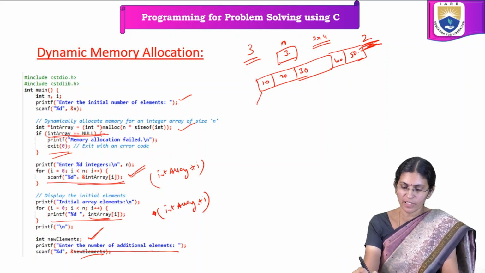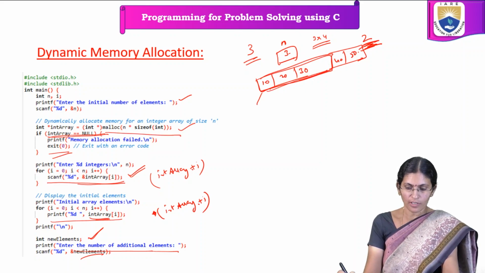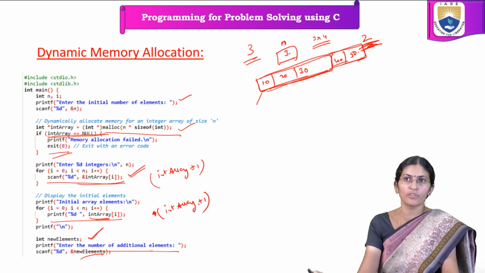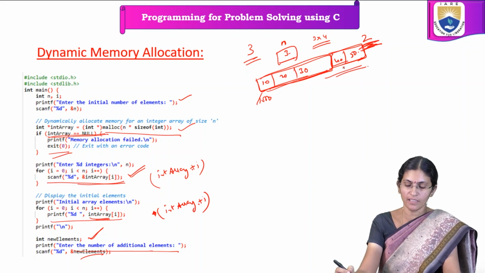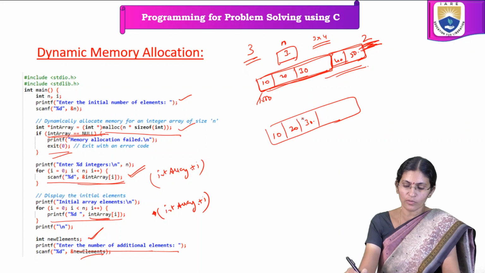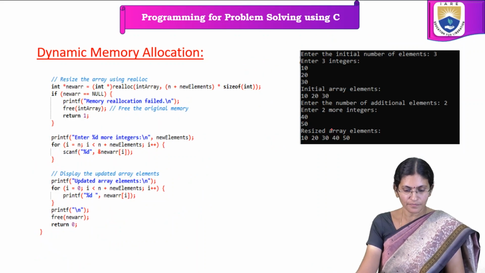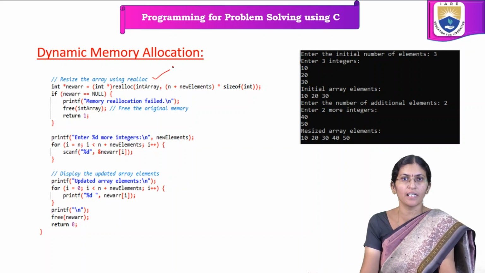Initially, memory has been allocated to these 3 elements with the help of the malloc function. Till here we have seen. After that, memory has to be allocated for these 2 values also, for these 2 integers. It can be added contiguously if space is available after this 30. If space is not available, then wherever space is available, the old values will also be copied, and this will be the modified size of this array.